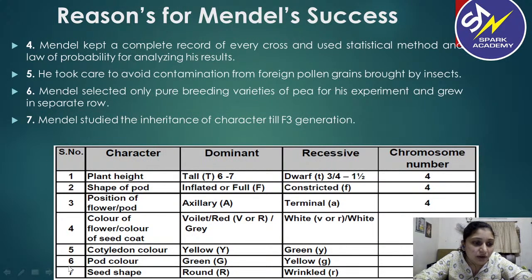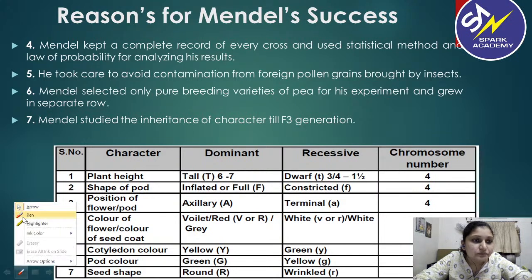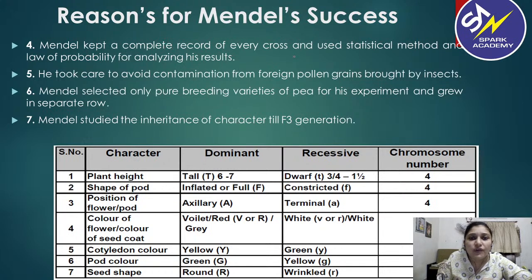Another reason for Mendel's success: he kept a complete record of every cross and used statistical method and the law of probability in analyzing his result. He took care to avoid contamination from foreign pollen grains brought by insects. He selected only pure breeding varieties for his experiment and grew them in separate rows. Mendel studied the inheritance of the characters up to the F3 generation.